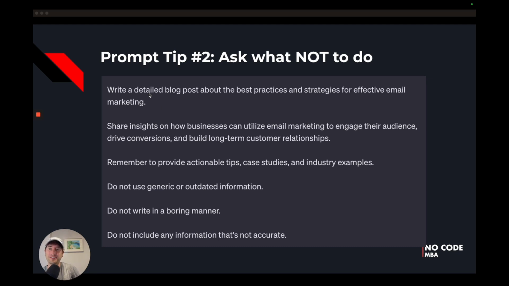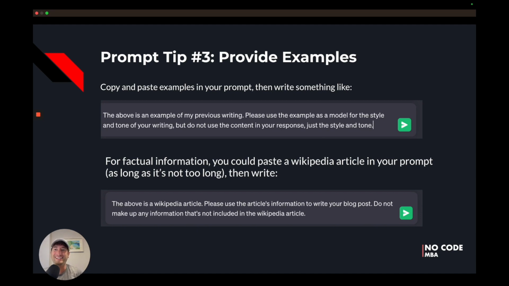As an example here, this is a prompt where we're asking ChatGPT to write a detailed blog post about the best practices and strategies for effective email marketing. We have a little bit more information about the output that we wanted to provide. And then I say, do not use generic or outdated information, do not write in a boring manner, and do not include any information that's not accurate. By including things that we do not want in our output, we're also basically telling ChatGPT what we do want it to do, but asking it what not to do can sometimes work better than telling it what to do. Okay, next is providing examples.